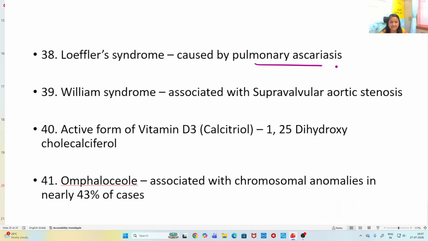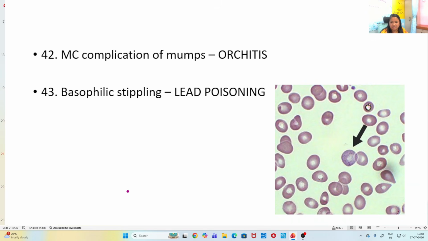Okay, not just ascariasis, it can also occur with hookworm, that is Necator americanus, etc., but it's more commonly associated with pulmonary ascariasis. Williams syndrome is associated with supravalvular aortic stenosis. The active form of vitamin D3 is 1,25-dihydroxycholecalciferol. Nearly 43% of omphalocele are associated with chromosomal anomalies.